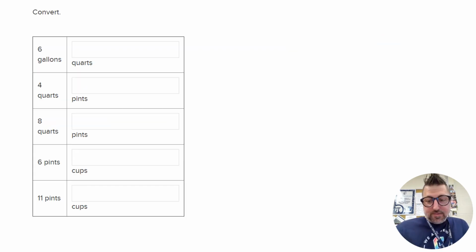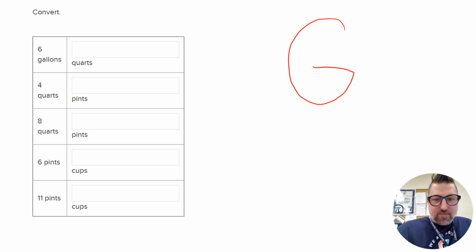All right, I have some conversions I need to do. I'm converting gallons to quarts, quarts to pints, pints to cups, and so on. Because I have trouble remembering the conversion chart, I'm going to make my big thing. I have 1 gallon equals 4 quarts. And inside of each quart, I have 2 pints. And inside of each pint is 2 cups. Well, I can't really draw that one.